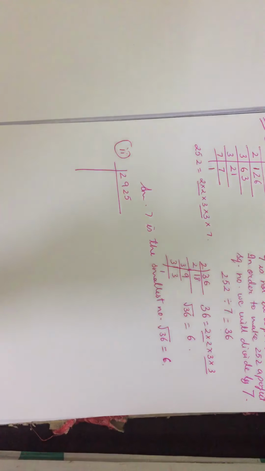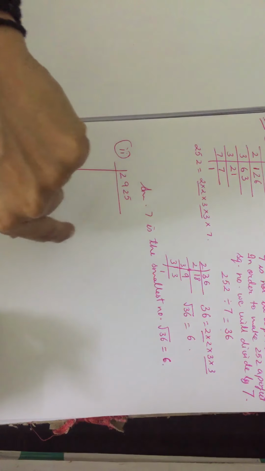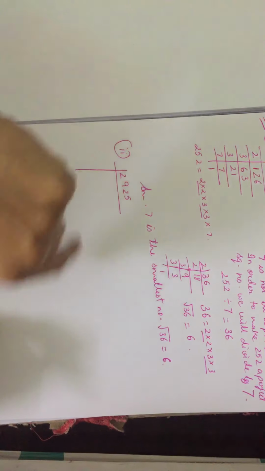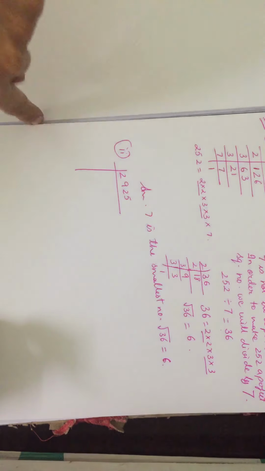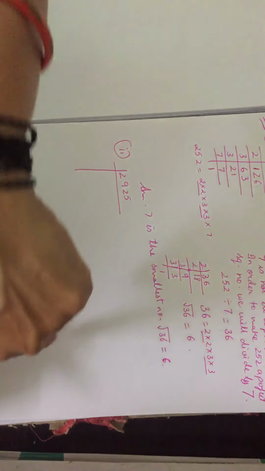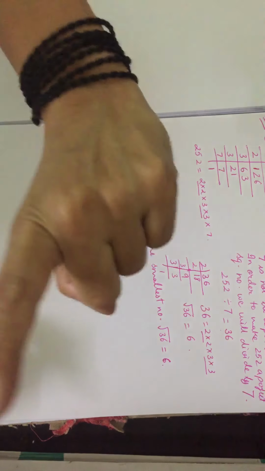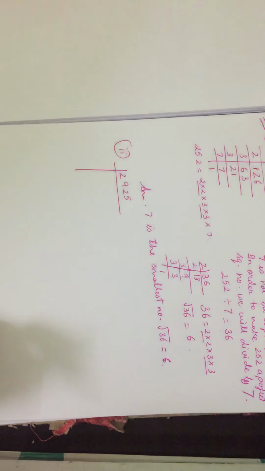Students, again I am telling you, please learn all the squares till 20. Square of 1, 1. Square of 2, 4. Square of 3, 9. Square of 4, 16. Square of 5, 25. You must learn till 20 or 25. Make it a habit. It will help you out in your higher classes.